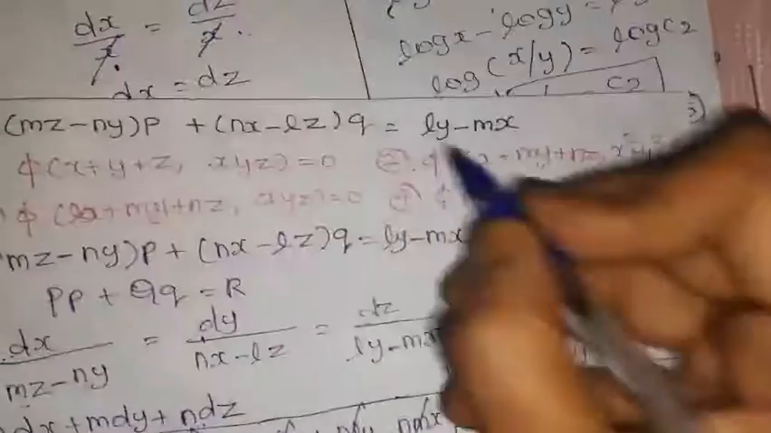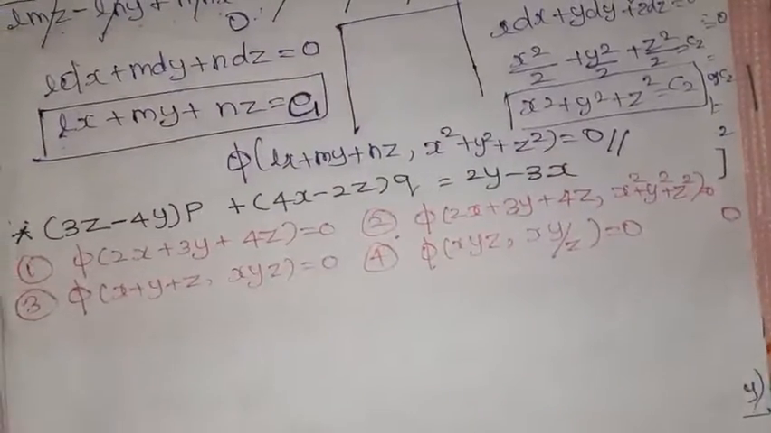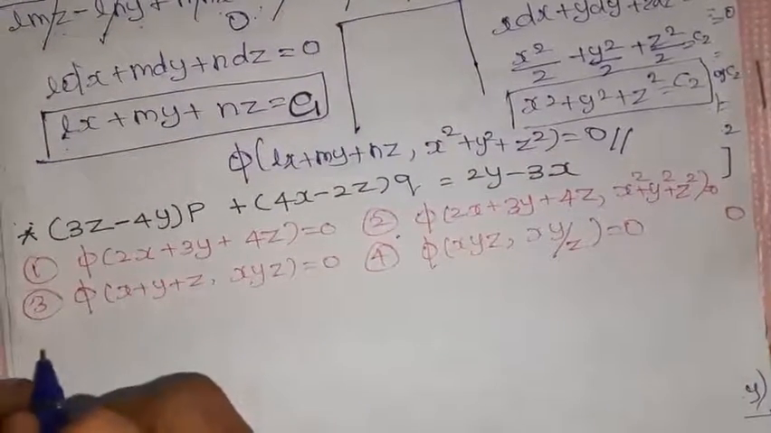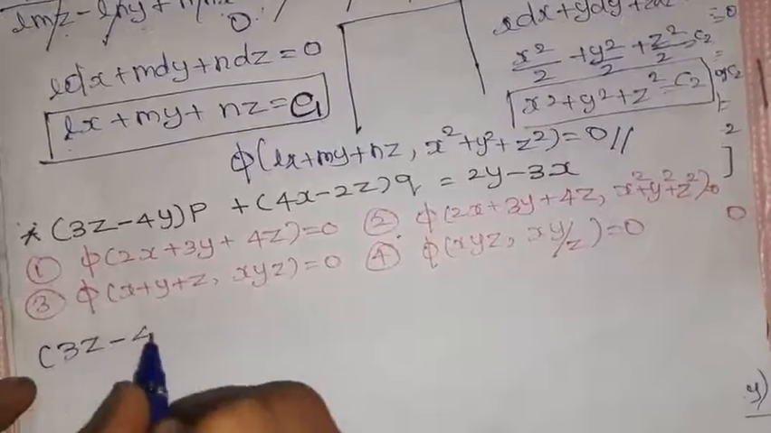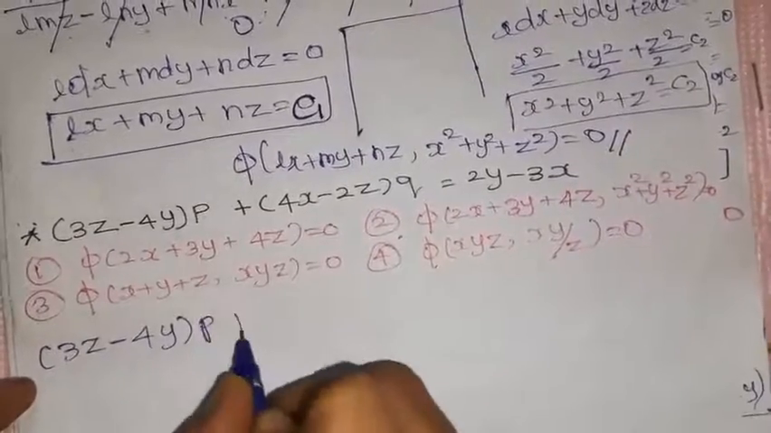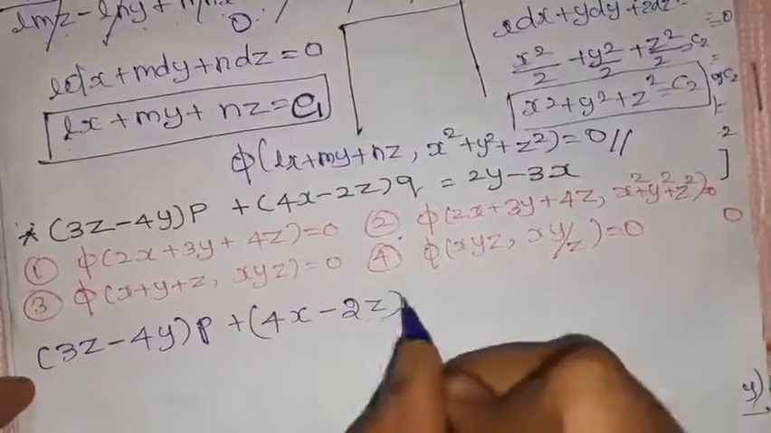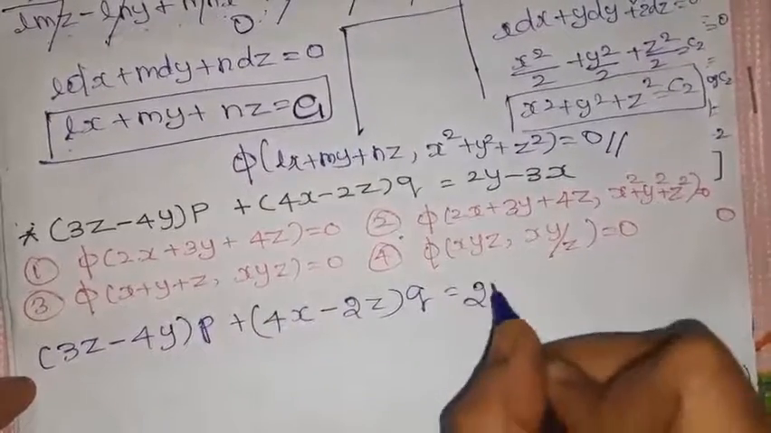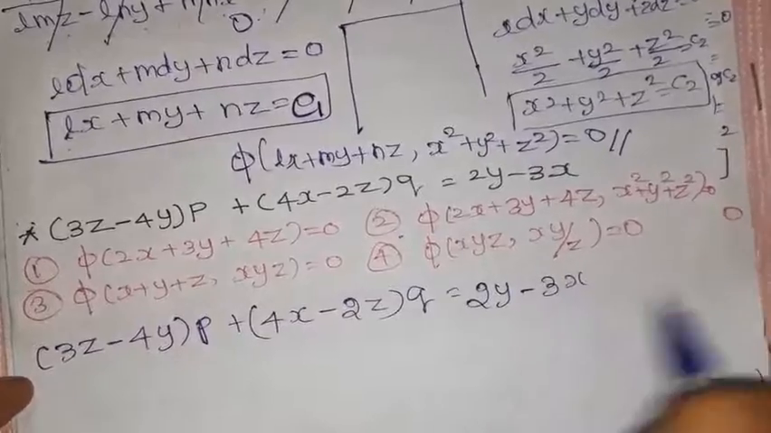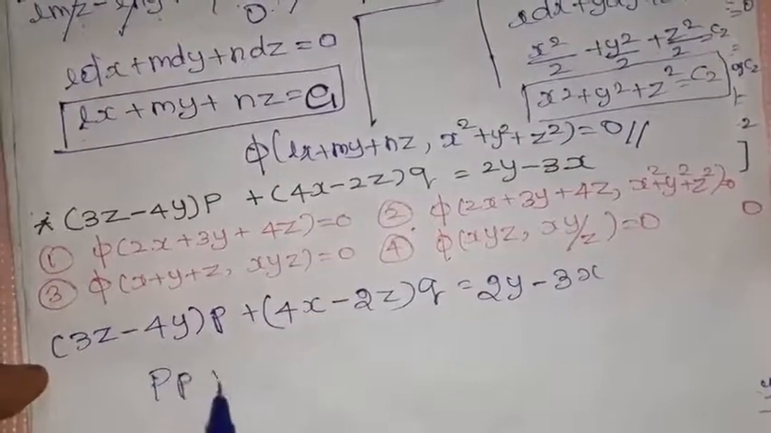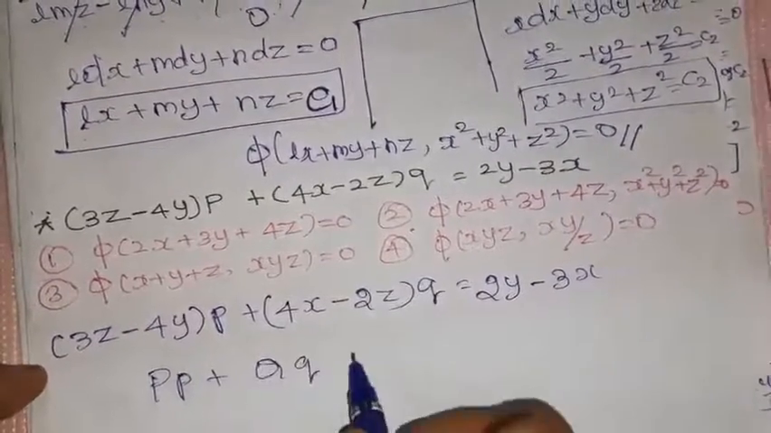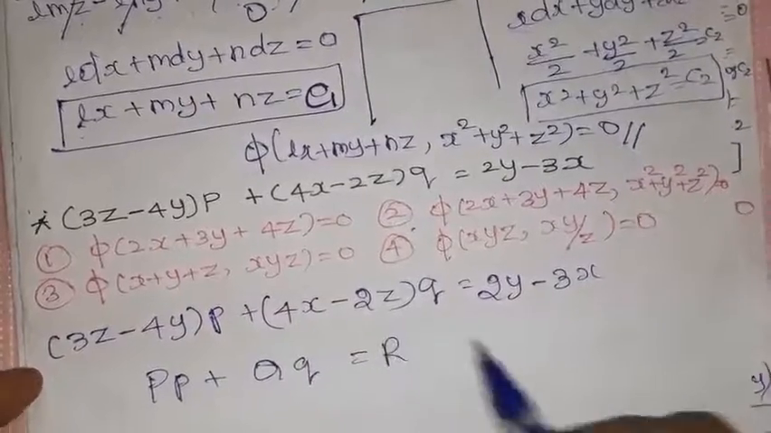See, this option 2 is the right option. We will move on to the next problem. I am writing here (3z minus 4y) p plus (4x minus 2z) q equal to (2y minus 3x). Okay, this is of the form Pp plus Qq equal to R.